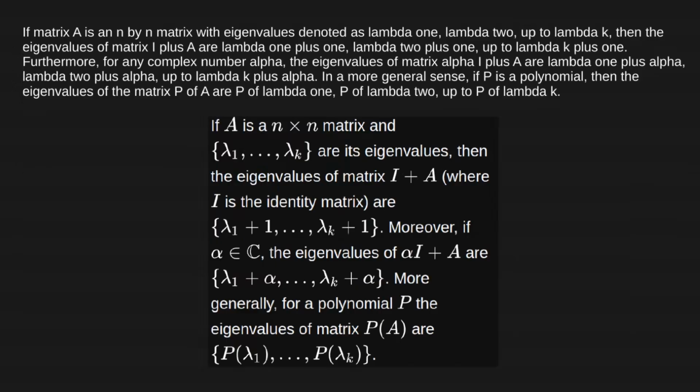If matrix A is an n by n matrix with eigenvalues lambda 1, lambda 2, up to lambda k, then the eigenvalues of matrix I plus A are lambda 1 plus 1, lambda 2 plus 1, up to lambda k plus 1. Furthermore, for any complex number alpha, the eigenvalues of alpha I plus A are lambda 1 plus alpha, lambda 2 plus alpha, up to lambda k plus alpha. More generally, if P is a polynomial, then the eigenvalues of the matrix P of A are P of lambda 1, P of lambda 2, up to P of lambda k.